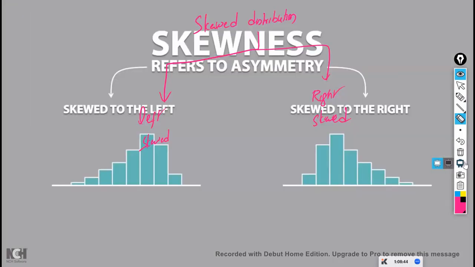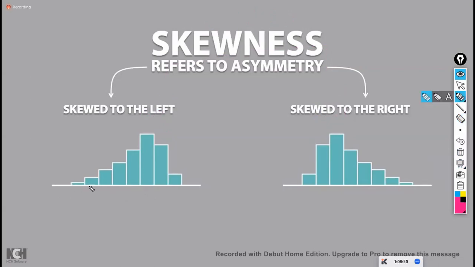Now let us take an example. The left skewed distribution example is this one. If you observe, the height of the bars on the left side will be very low. Here, the right side bars' height will be very low. This is called right skewed. This is called left skewed.